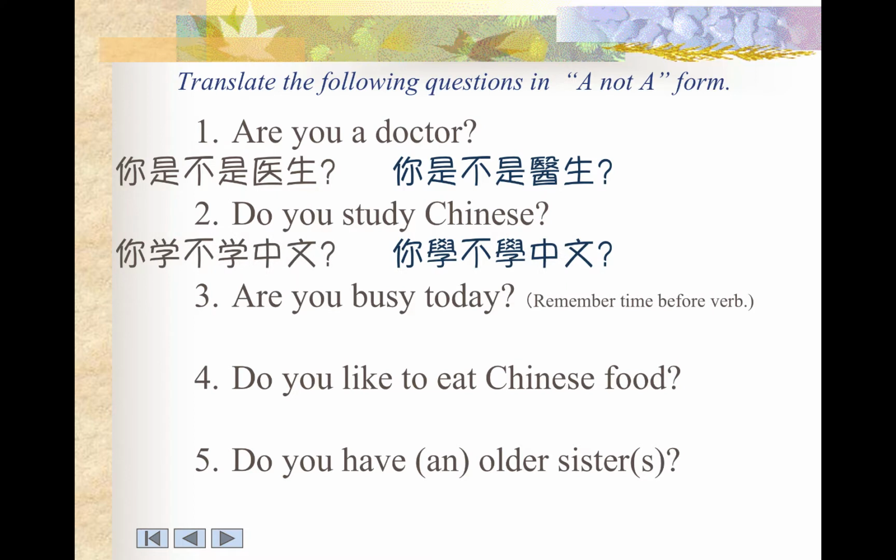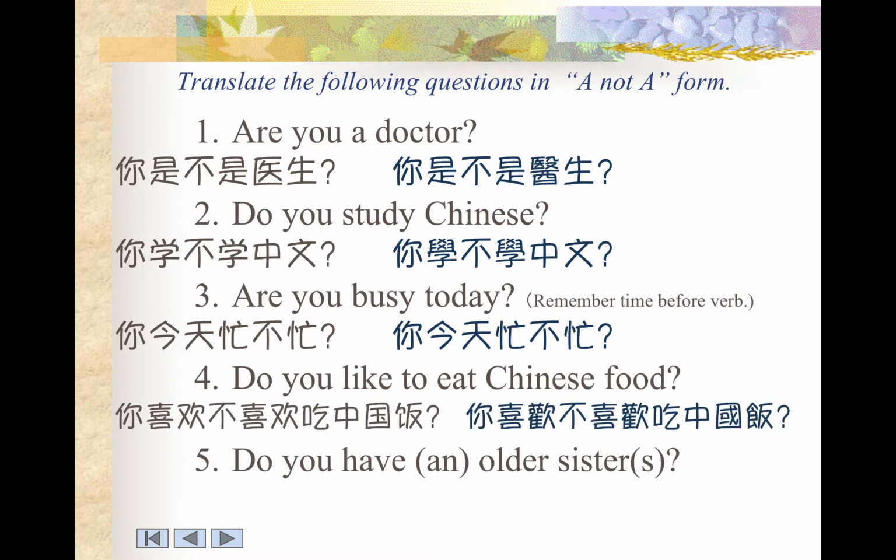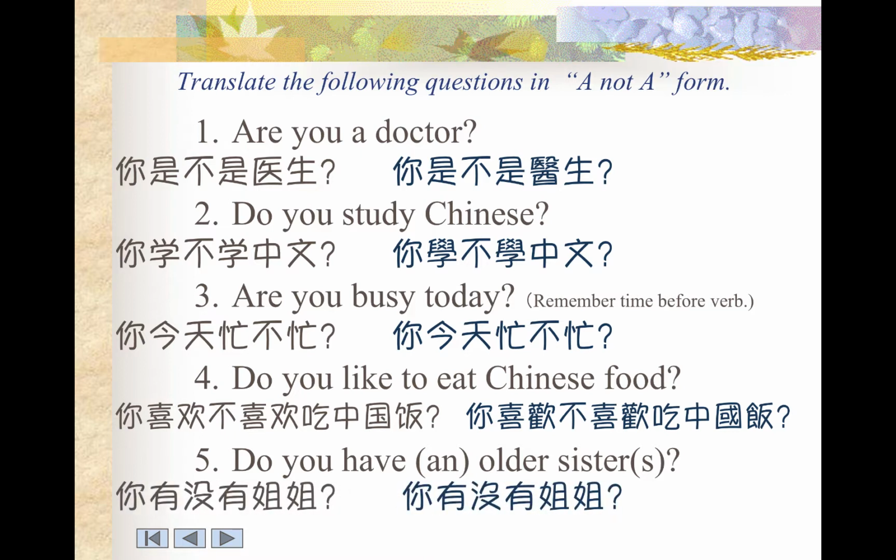你学不学中文? Number 3, are you busy today? 你今天忙不忙? Number 4, do you like to eat Chinese food? 你喜欢不喜欢吃中国饭? Number 5, do you have an older sister? 你有没有姐姐?